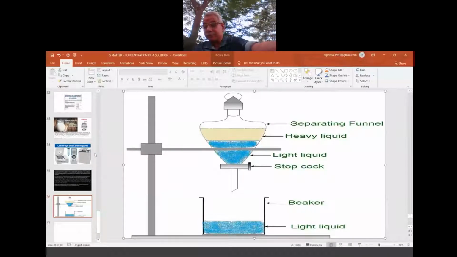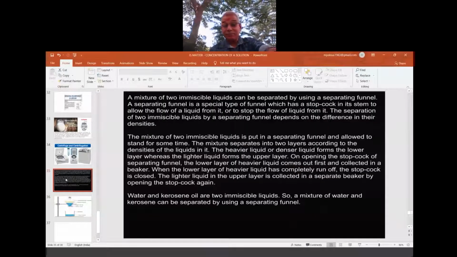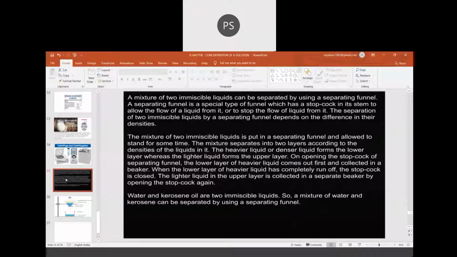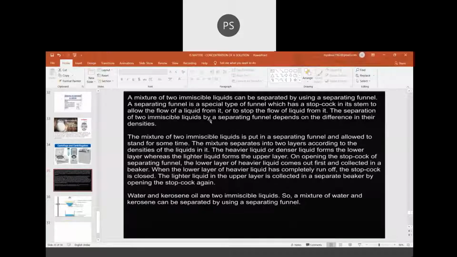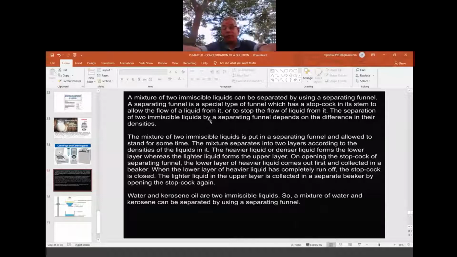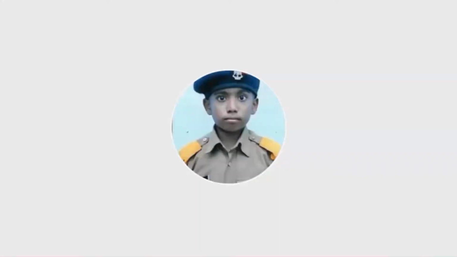Sir, which is heavier, kerosene or water? Kerosene is light. Water is heavy. Sir, between kerosene and petrol, which is heavy? Petrol is so light. Sir, are decantation and sedimentation the same? Decantation is the process of separating the upper clear liquid.